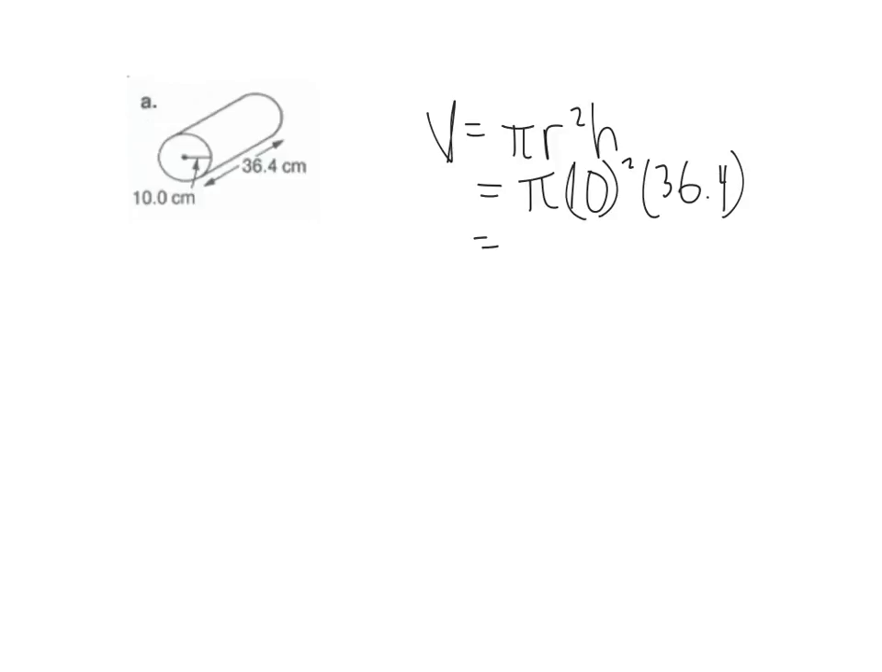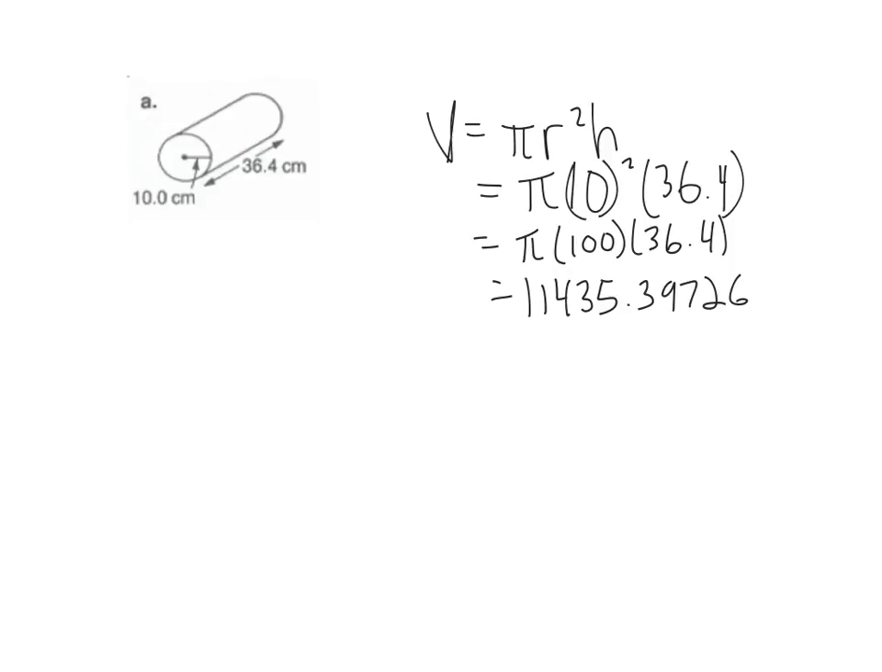Okay, then you would always do your square first, so you do pi times 10 squared, which equals 100, times 36.4, and then you would simply do the multiplication, and you would end up with 11,435.39726, but we can round it to one decimal place, and we would get 11,435.4 centimeters cubed.